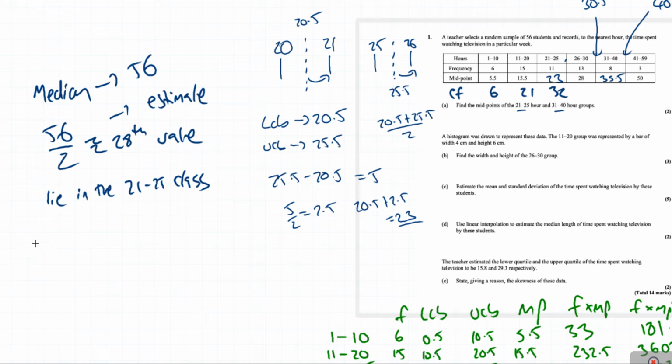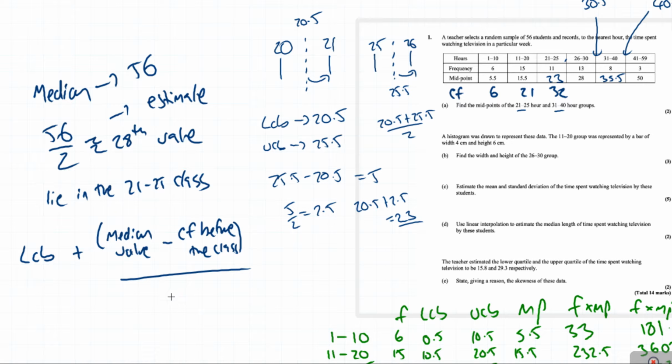So the formula is the lower class bound plus the median value, in this case 28, minus the cumulative frequency before the class, divided by the number in the class, times by the class width. So it's quite a complicated one to remember.